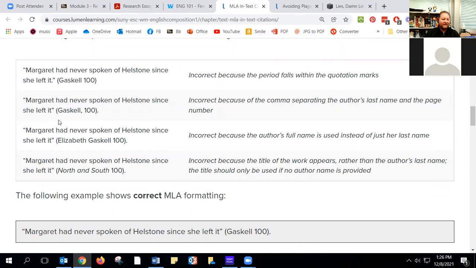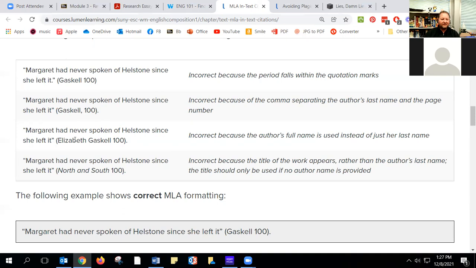All right, no period here, but they put a comma between the author's last name and the page number. MLA does not use commas to separate the author's name and the page number. This is only an APA formatting thing. So if you're writing a paper for like psychology or human services, they use APA formatting. So you will use commas there. You'll also use year of publication instead of page numbers, though. So there's a number of differences between MLA and APA. But this class, we only teach and focus on MLA.